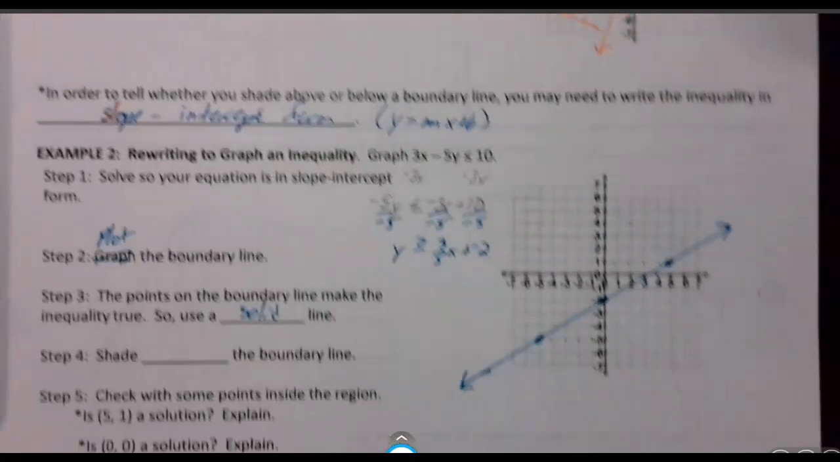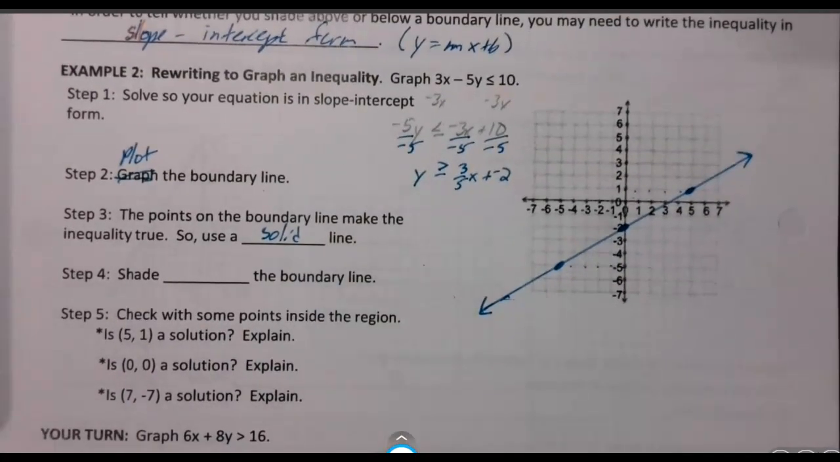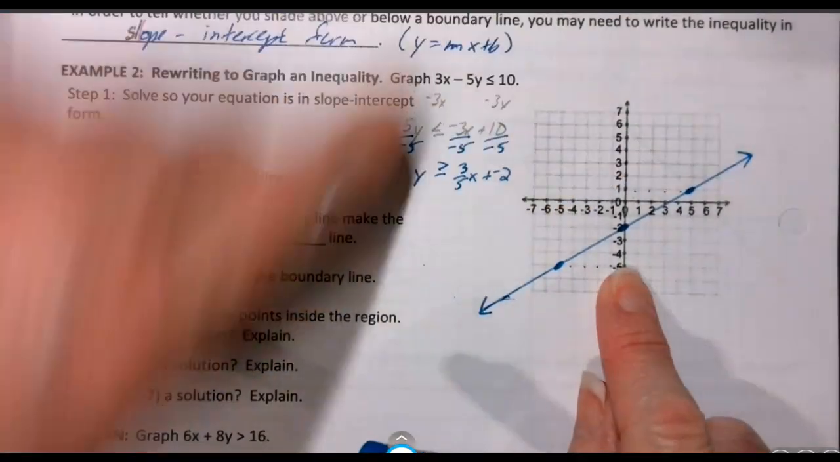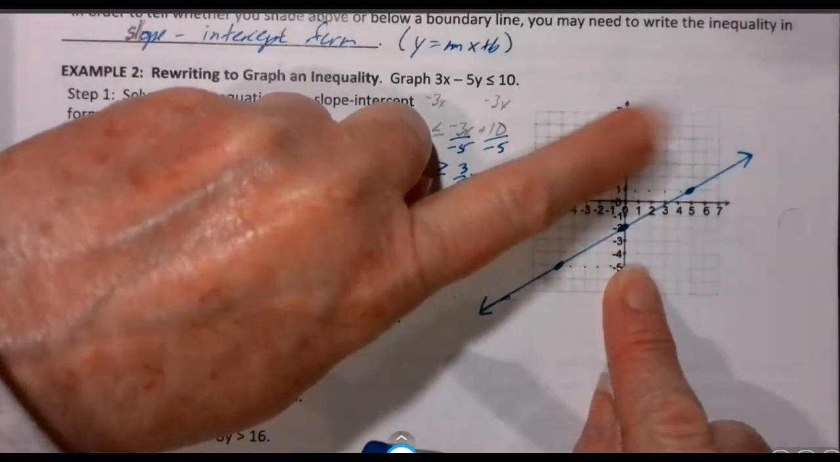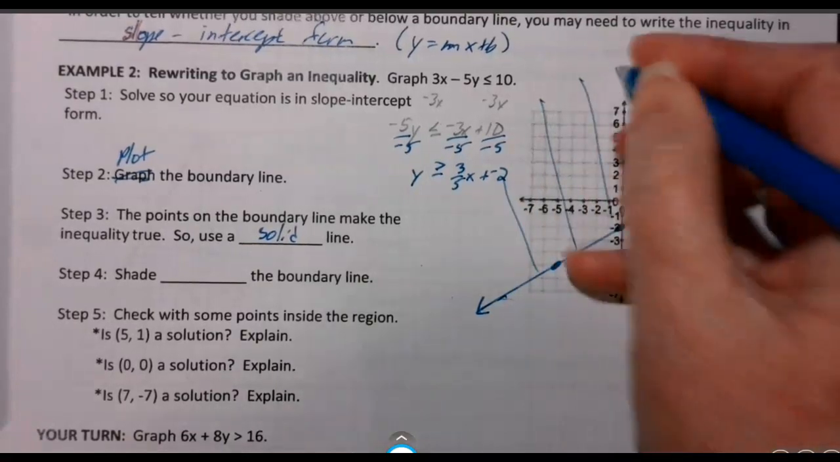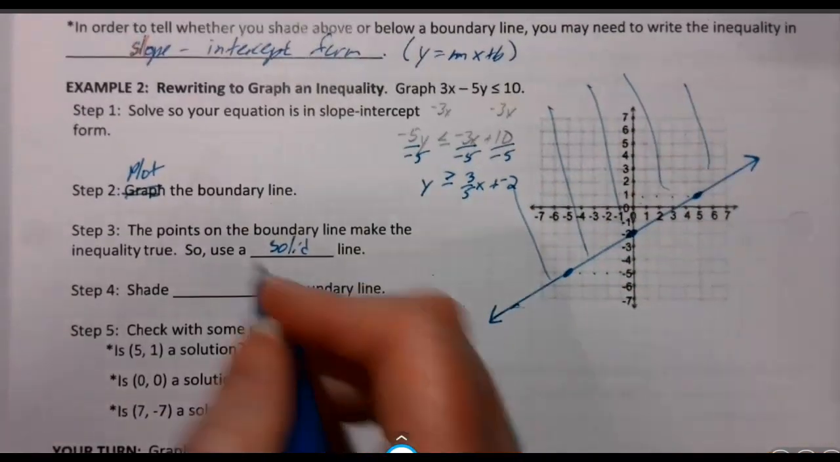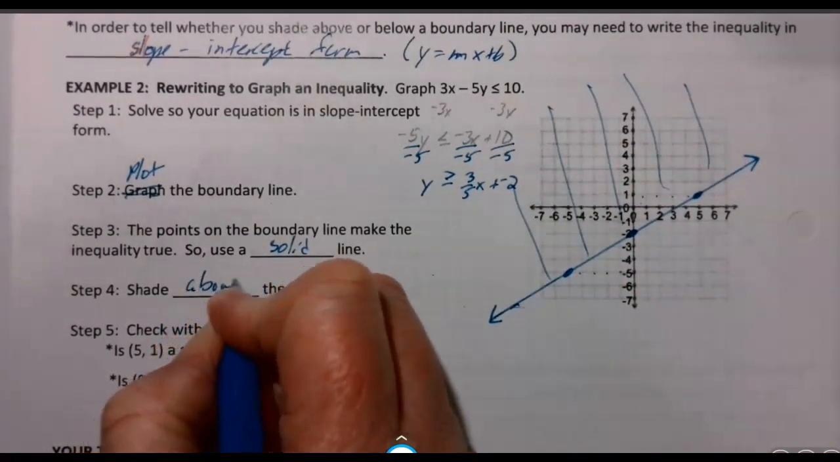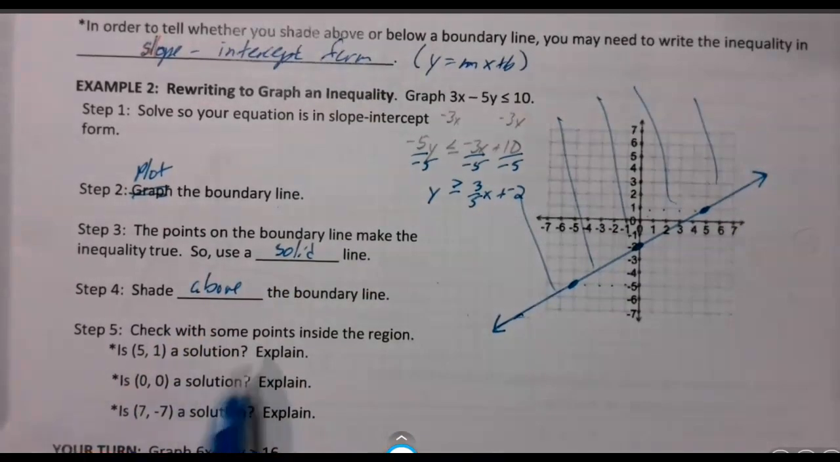We've determined we're going to use a solid line because it is greater than. Now we're going to shade. Those of you who just totally get it, great. I'm going to use my fingers. I want y to be greater. Where is y bigger? Right up here. So I'm going to shade up this direction. Okay, shade above the line. Okay, now we're going to check to see if these are solutions.